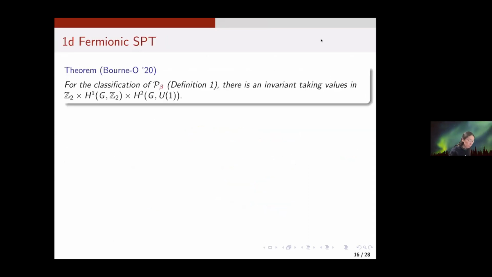Now, let me start from one dimension. In one dimension, thanks to Matsui's result on the split property, we can consider definition 1, the bosonic case. For this classification in definition 1, there is an invariant taking values in these things. Z2, this Z2 is the one we already saw. That is the Z2 invariant of Bourne, Schutz-Valdez, and Matsui, which exists even without symmetry. And then there is the first group cohomology and the second group cohomology. Now, I would like to explain very briefly how these show up. We already saw this one, but how do the rest show up?